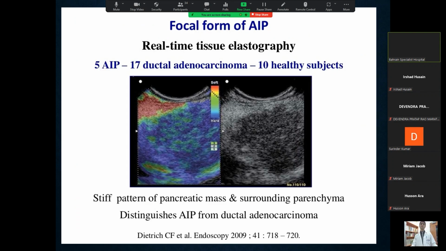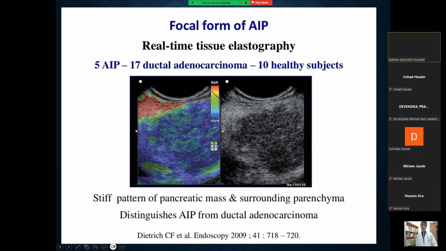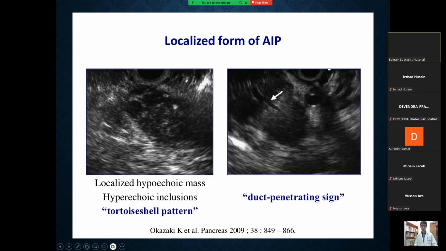Next is real-time tissue elastography, in which we see the stiffness of that particular part. The higher it is, from green to blue, the harder it becomes, which is highly suggestive of autoimmune pancreatitis. There's a localized hypoechoic mass with a hypoechoic inclusion pattern, also called the tortoise shell pattern here. And this is also a duct penetrating lesion, as we can see.